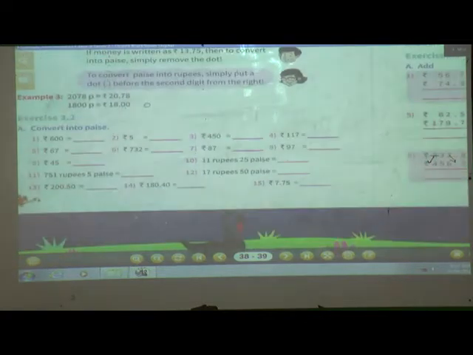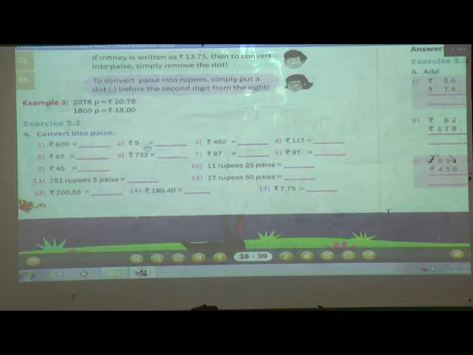Okay. Now we'll see the next exercise, that is exercise 3.2. Look at the board here. First question, read the question. Convert into paise. See the first number. How many rupees are there? 1600 rupees. Now this rupees we have to convert into paise.